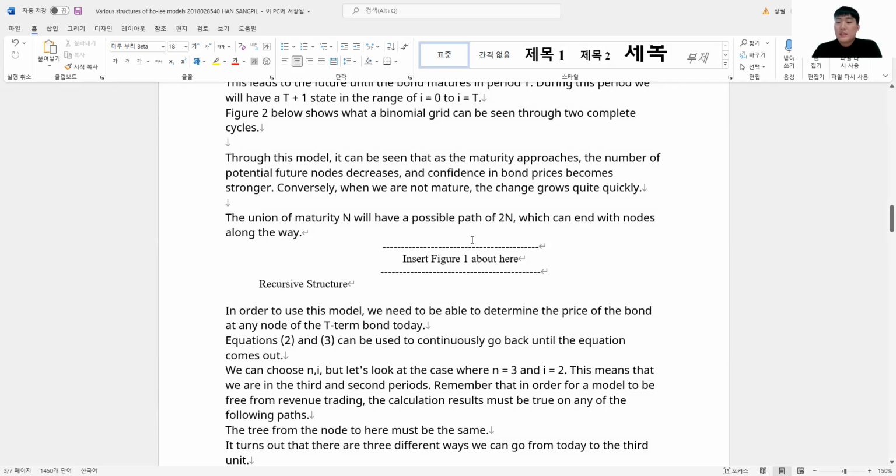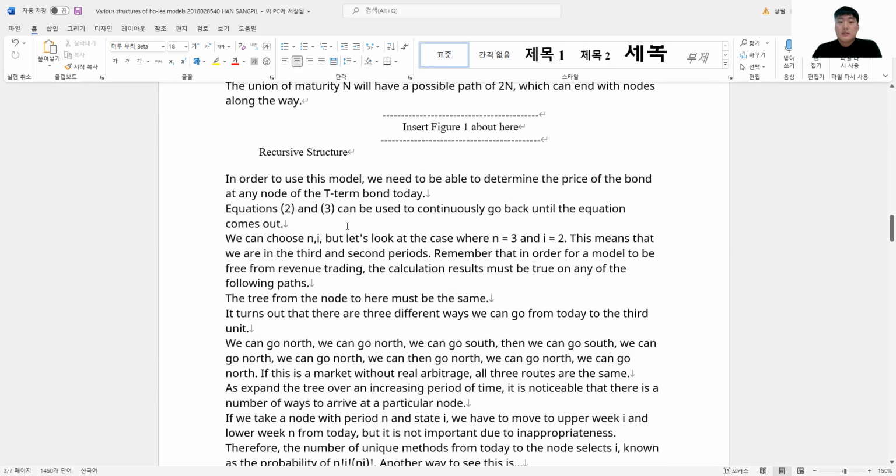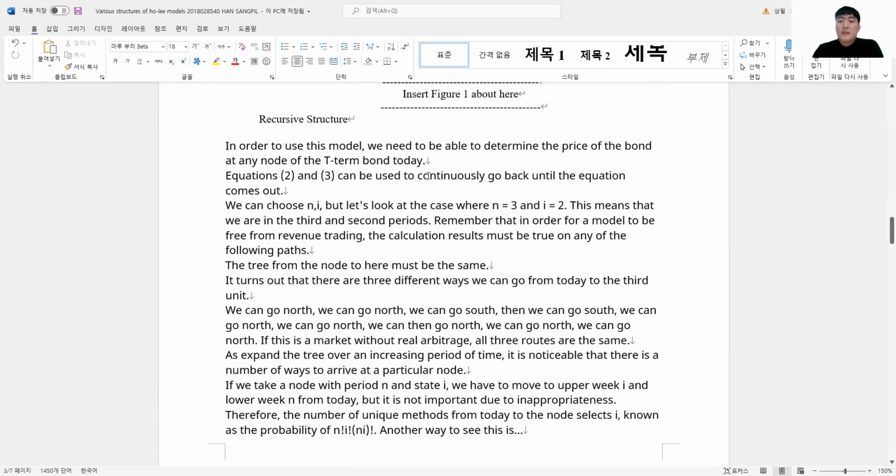The tree of maturity n will have 2 to the n possible paths, which can end at a node along the way. Next, the recursive structure. In order to use this model, we need to be able to determine the price of the bond at any node of the T-time bond today. Equations 2 and 3 can be used to continuously go back until the equation comes out. We can choose n, i, but let's look at the case where n is 3 and i is 2. This means that we are in the third period and second state.